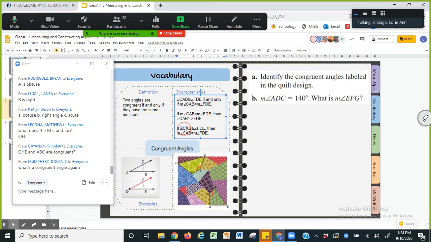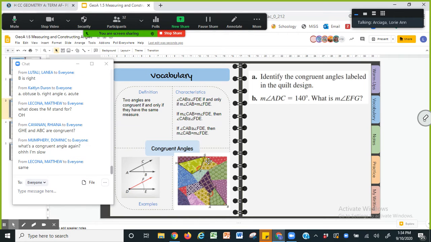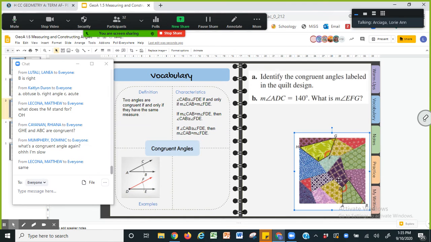What's a congruent angle again? Congruent means, it's on this slide, Dominic. Congruent means they have the same measure. And if the measures are not showing in the quilt, you can look at the tick marks, the arcs that are placed on them. Okay, so look at the marks that are placed on them. If it's too small, okay, so which ones are labeled in the same way?